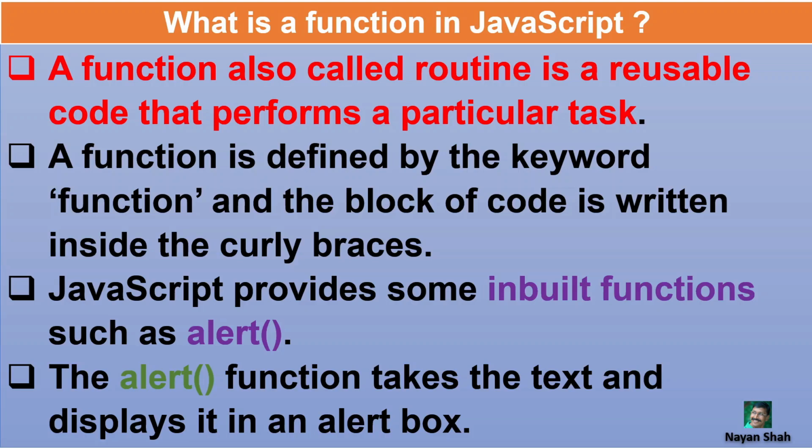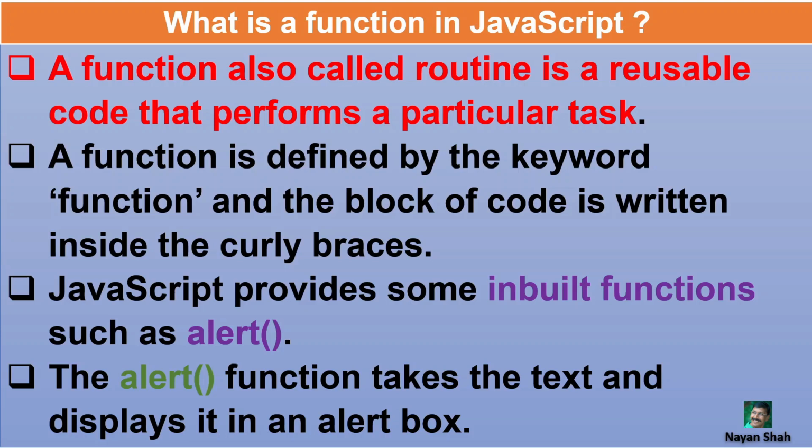So a function is defined by the keyword function, and the block of code which we want to execute for that function is written inside curly brackets. That also we saw. A block of code means all those statements which we want to execute together, or which belong to one group, should be written inside curly brackets.